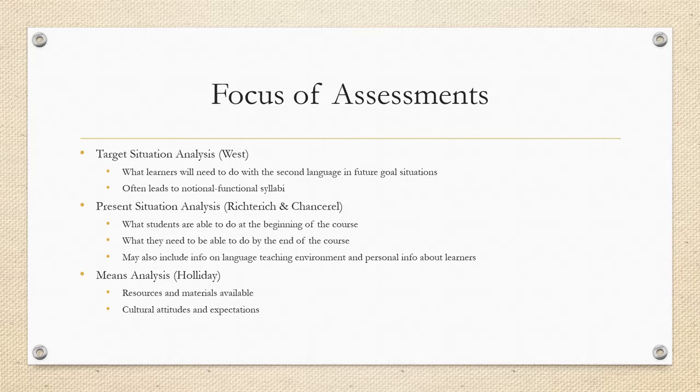Holliday advocated for a means analysis. He focused on what resources and materials are available. So that's almost like, what's the teacher's starting point, right? Are there books? Are there supplementary materials? Do the teachers have anything? Has anything already been provided for them? Have there been choices already made? As well as cultural attitudes and expectations.